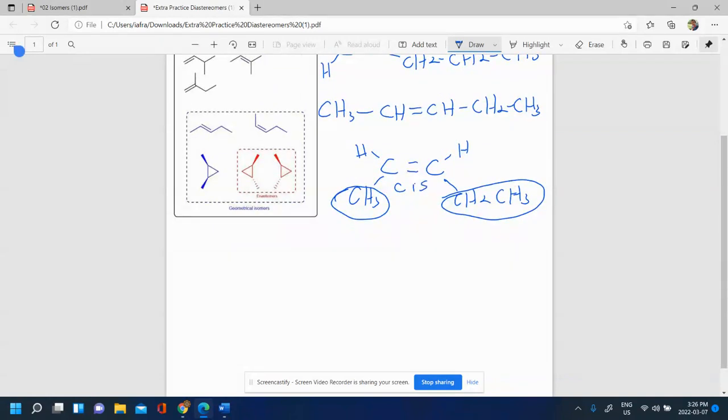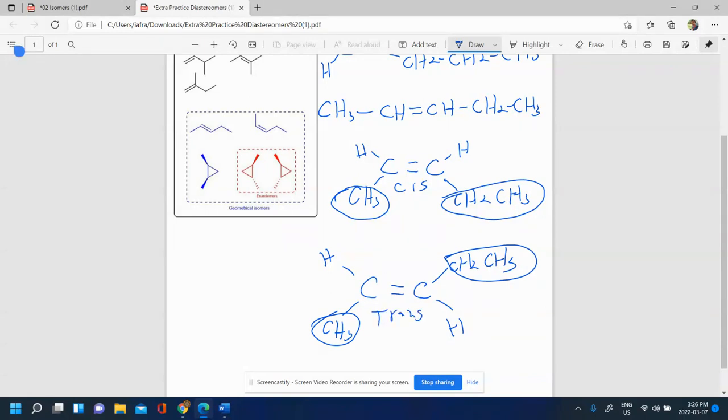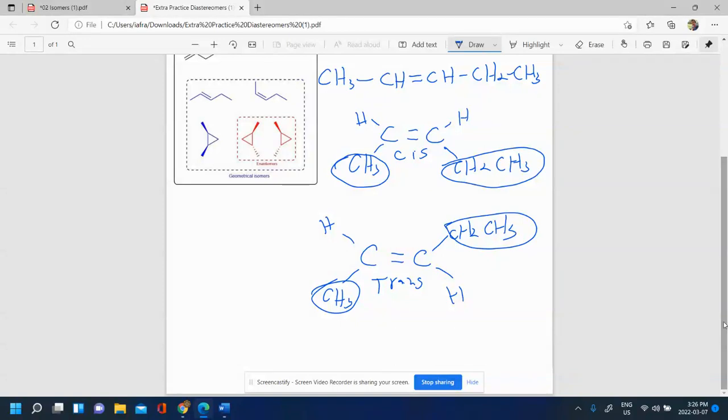And then we could also have it where the larger groups are on opposite sides. So I could do this up here instead, the H here, this remains here, this over here. So the larger groups are on opposite sides of the double bond. So this is a trans version. And so I can call this molecule here, it's 1, 2, 3, 4, 5, trans pent-2-ene, because it's on carbon number 2.